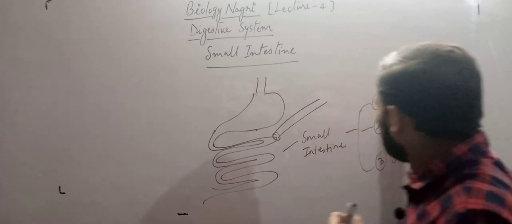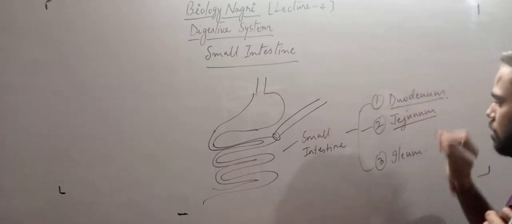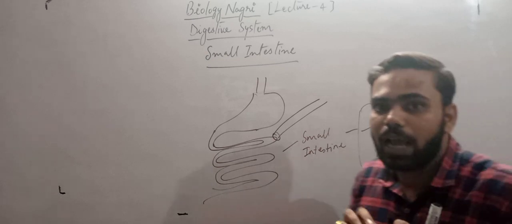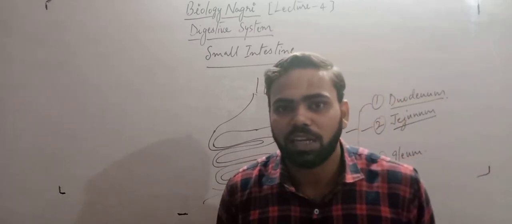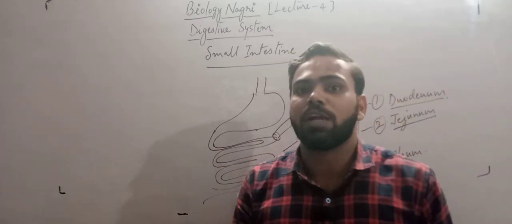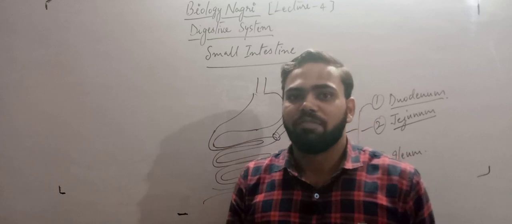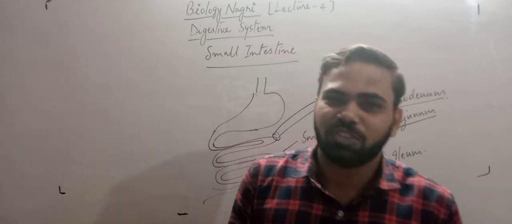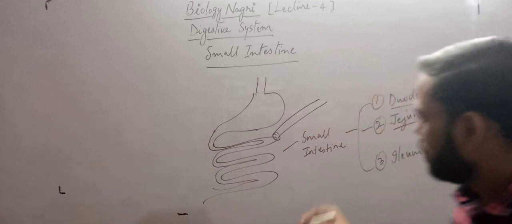After the first part of the small intestine, the second part is the jejunum. The jejunum is a highly coiled part of the small intestine, and it is the longest part of the small intestine, where many hair-like structures, villi, are present.